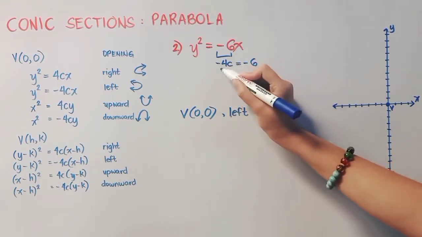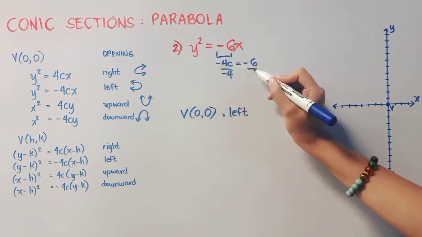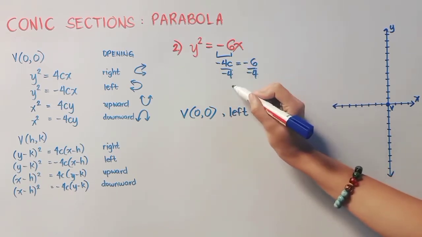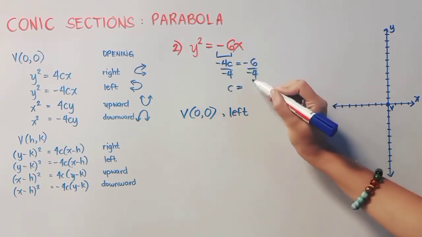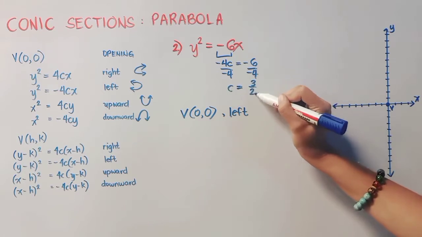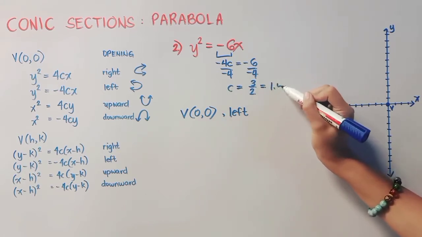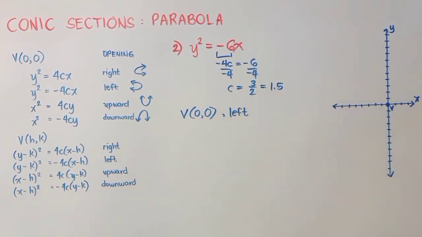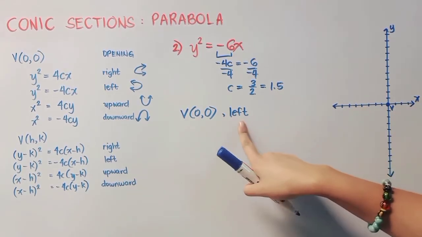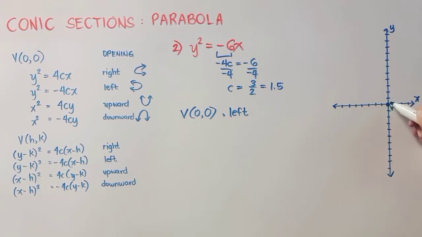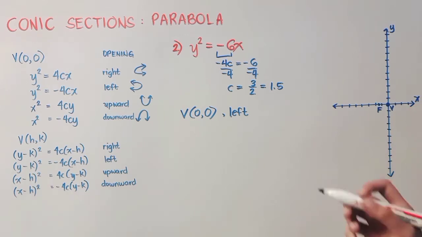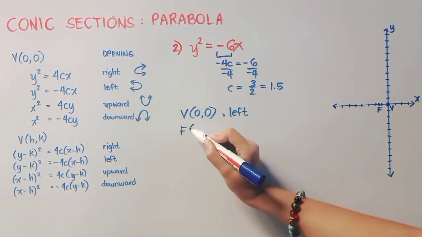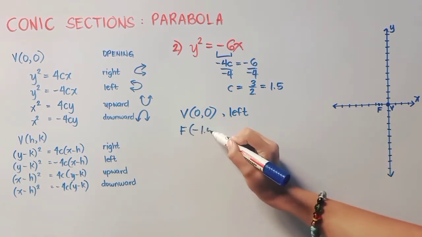Divide both sides by -4. And our c will be +3/2, which is equal to 1.5. So from the vertex, we will count 1.5 units to the left. So that would be 1.5 here. So that point is -1.5, 0.